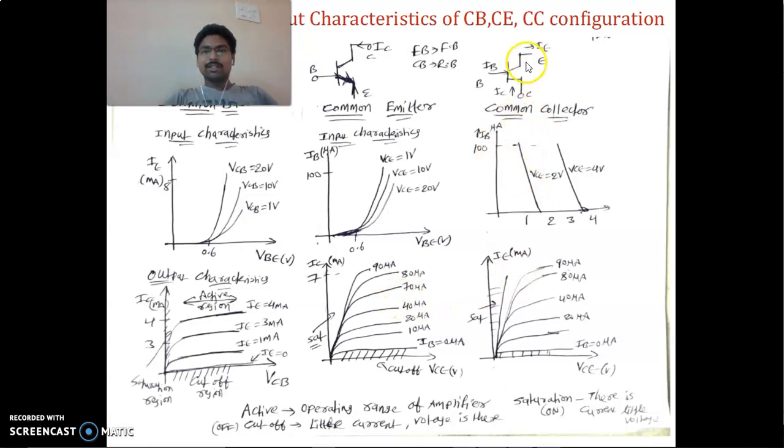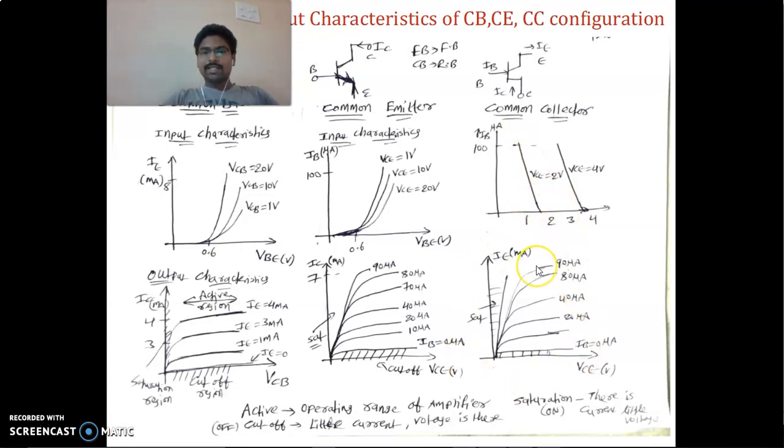Next, common collector configuration. Here the collector is common to both input and output. While drawing the input characteristics, we have to draw between the input current IB and the input voltage VCB. We have to keep the output voltage constant. The output voltage here is VCE. VCE is kept constant. If you keep VCE equal to 2 volts and increase the VCB voltage, the current is like this.